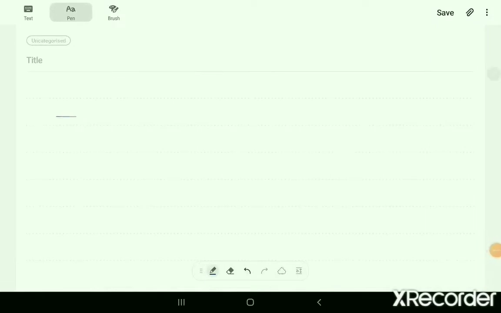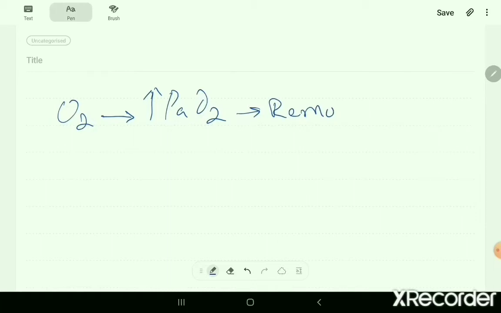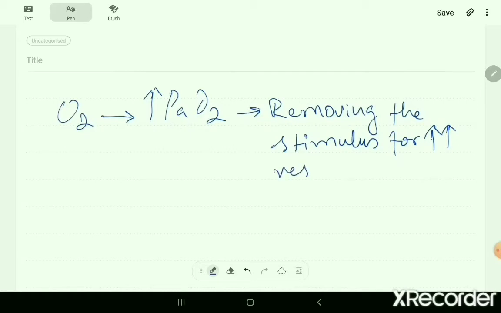Now, when oxygen is given to a COPD patient, what happens is that the arterial partial pressure of oxygen rises. Previously, we studied that the drop in the arterial pressure of oxygen is the main driver for the respiratory rate in a COPD patient. Now, when we give oxygen to a patient, its arterial pressure rises. It means that we are removing the stimulus for increasing respiration or increasing respiratory rate.